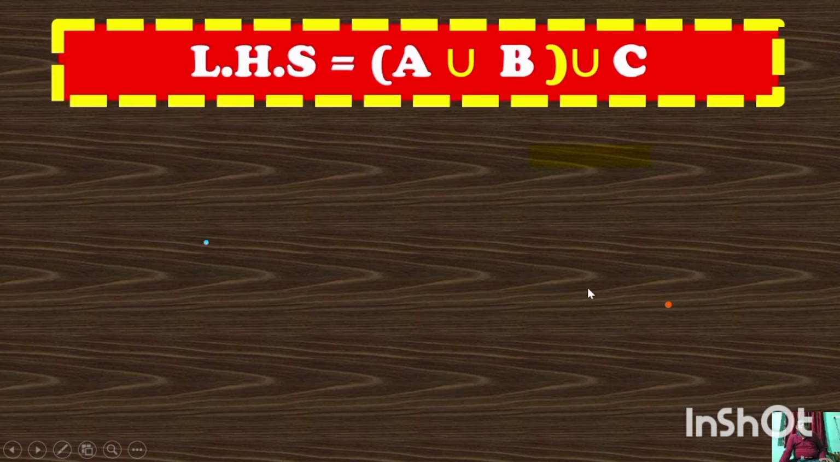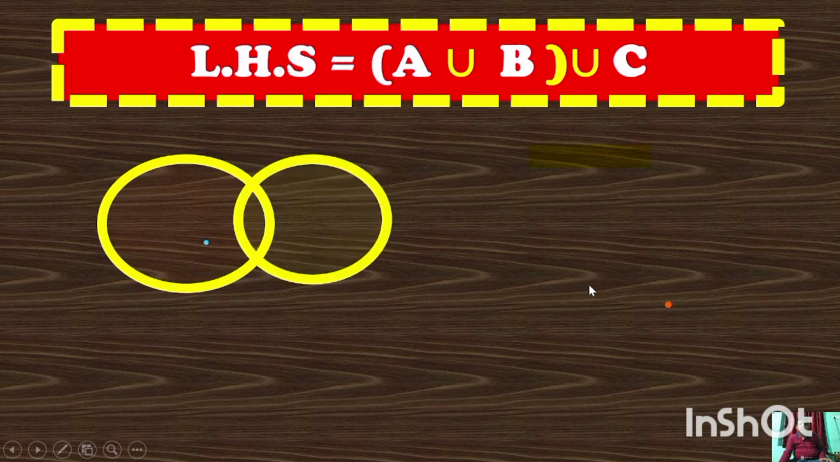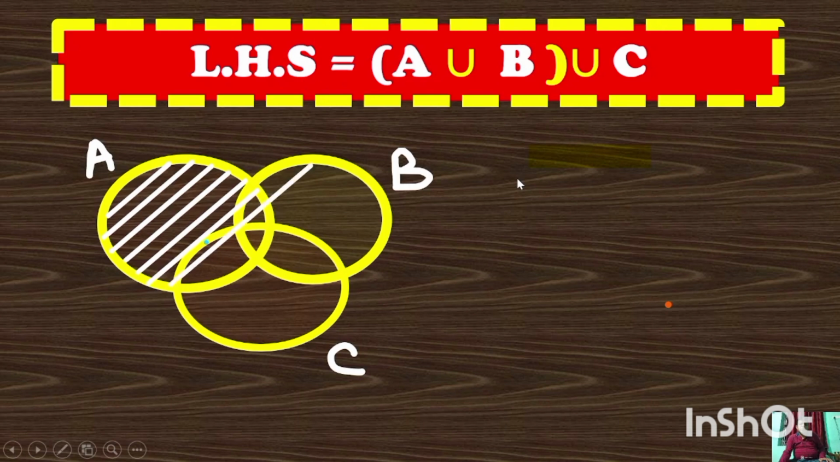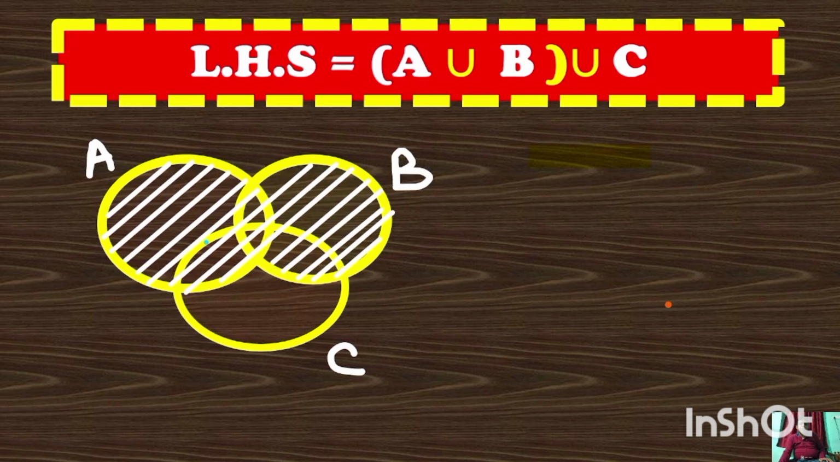Thus, (A union B) union C. Look at here, this is the set you are taking. First you have to take A union B. A union B means all the elements of A union B you have to take, the shaded portion of A union B, all the elements of A and B. Understand? So these are the elements of A and B. Then after that you have to take the shaded portion of the union set C.